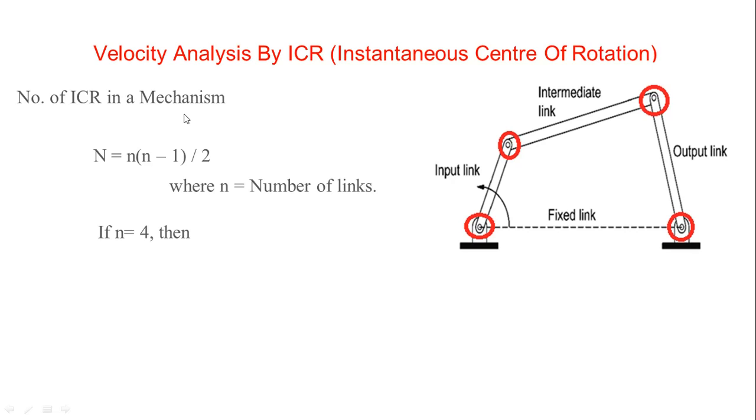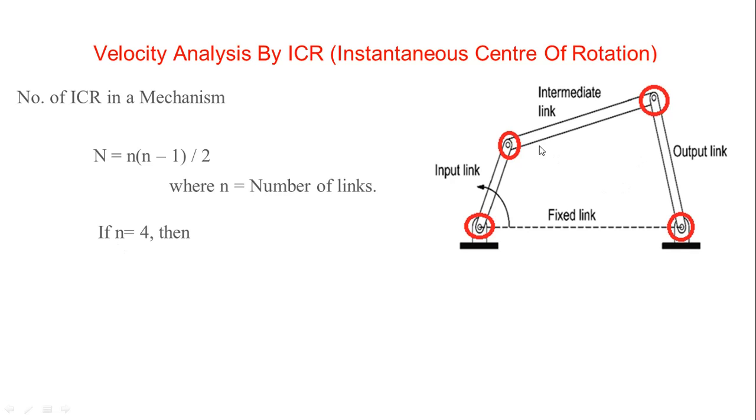We have located the ICR for the two links. Out of that, we considered that link number 1 is fixed and link number 2 is having some motion. But if these links are present in a mechanism, then how do we find out how many ICR there are? This can be found with the help of this formula, that is capital N is equal to small n into small n minus 1 by 2, where small n represents the number of links.